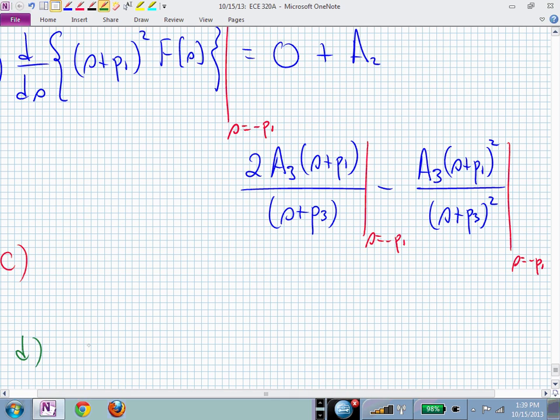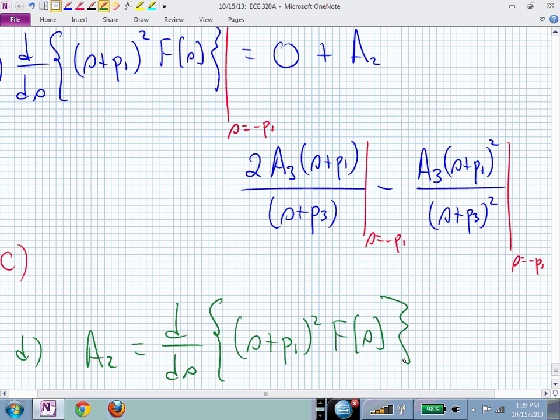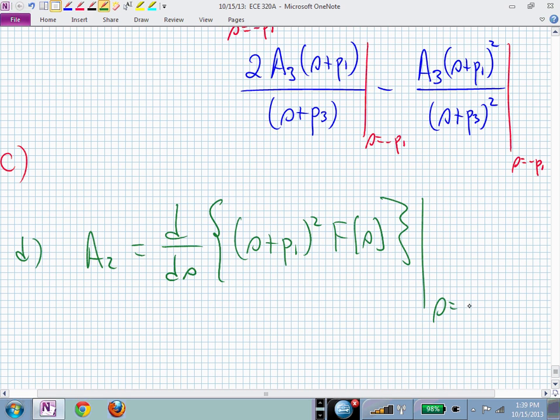step D, which says that a sub 2 is now equal to the first derivative of s plus p1 squared times F of s. And I need to evaluate that once I've done the differentiation at s equal to minus p1, and that will be my a sub 2.